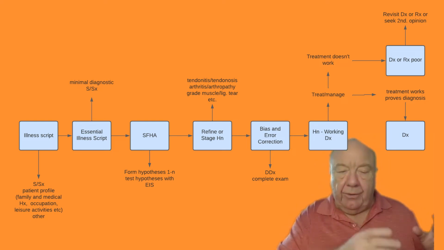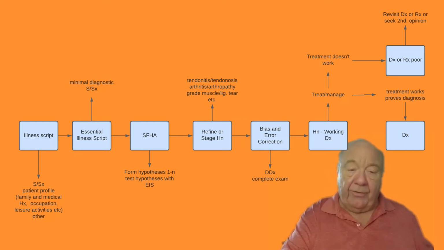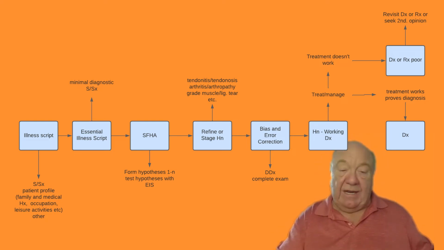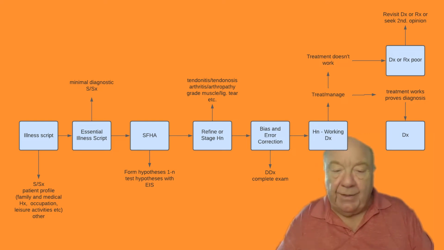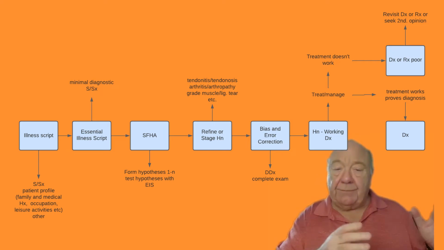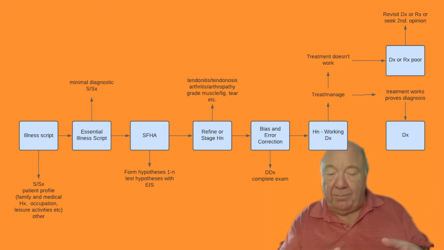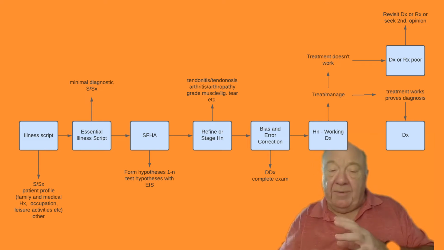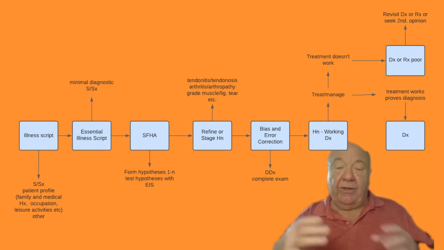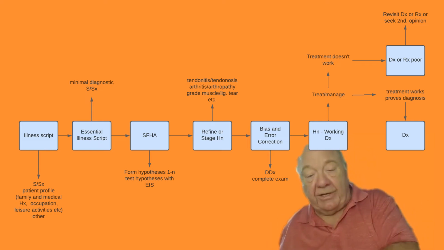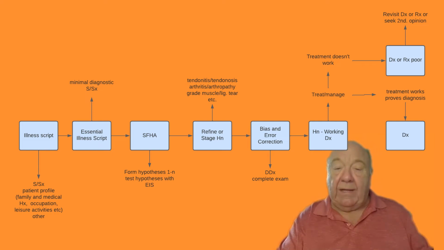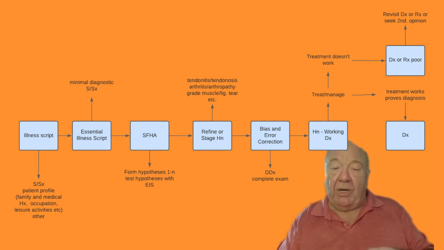So you may make one hypothesis, you may make 10 hypotheses. Usually 2 or 3 is enough, but it's 1 through n. Once you've made that hypothesis and you've proven the hypothesis, before it can become the diagnosis, you have to refine the stage if it's necessary. Is it tendinitis, arthritis, tendinitis? Once you've done that, then you attack it with bias and error correction.